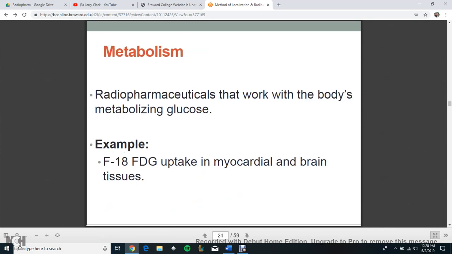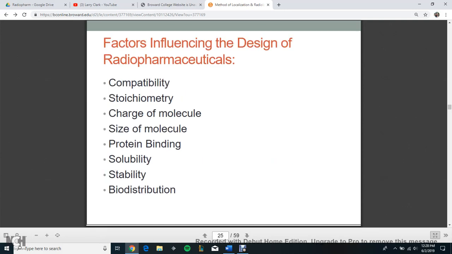Metabolism. Radiopharmaceuticals that work with the body's metabolizing glucose. An example would be fluorine-18 FDG, uptake in the myocardial and brain tissues. Factors influencing the design of the radiopharmaceuticals: compatibility, stoichiometry, charge of molecule, size of molecule, protein binding, solubility, stability, biodistribution.